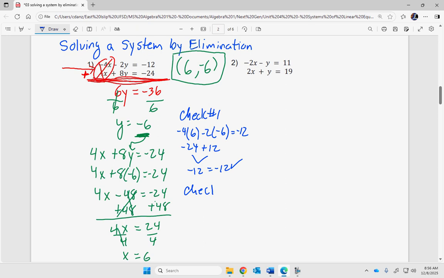And then check number 2. The second equation said 4 times x, but I know my x is 6, plus 8 times y, and I know my y is negative 6, should equal negative 24. And if I did not make any errors, this should all work. So 24 plus a negative 48, those combine to be negative 24, and yes, it checked. So that's how you solve by elimination. Everything needs to be lined up, and the coefficients of one of the variables need to be opposites. That was only 4 minutes and 18 seconds.